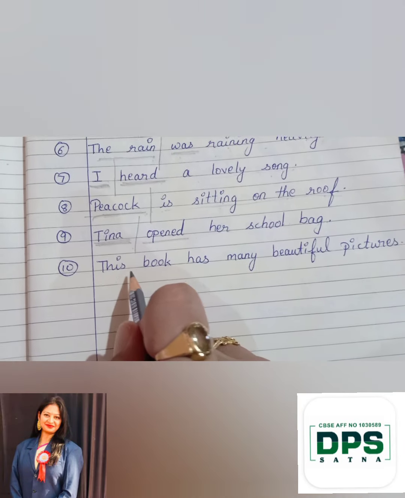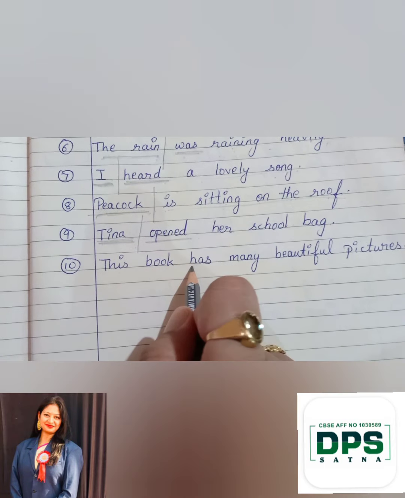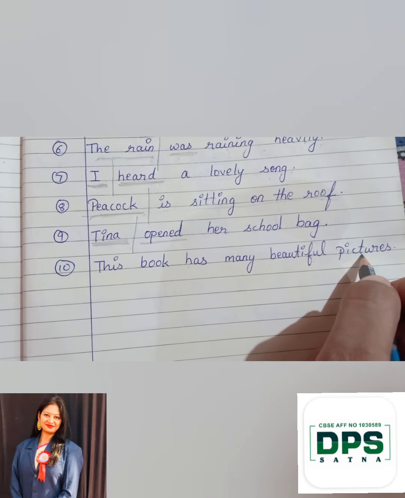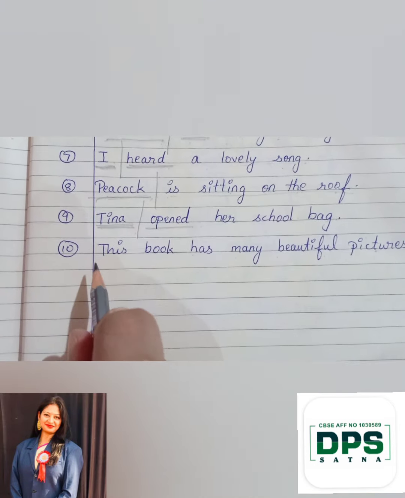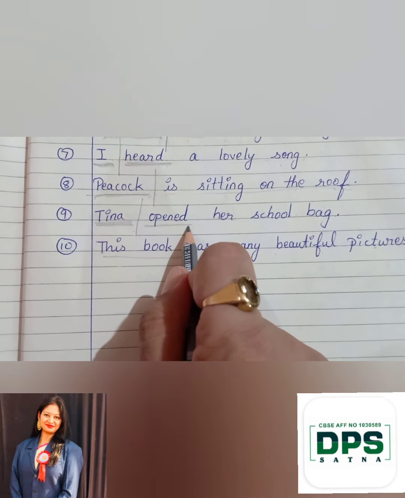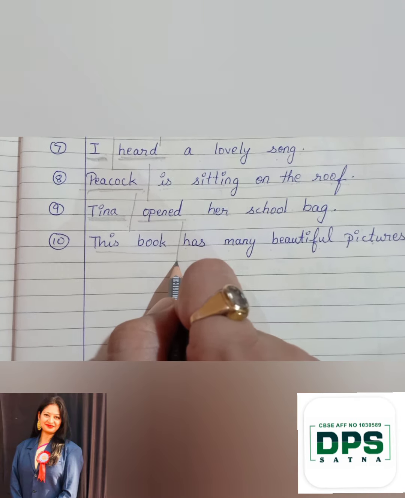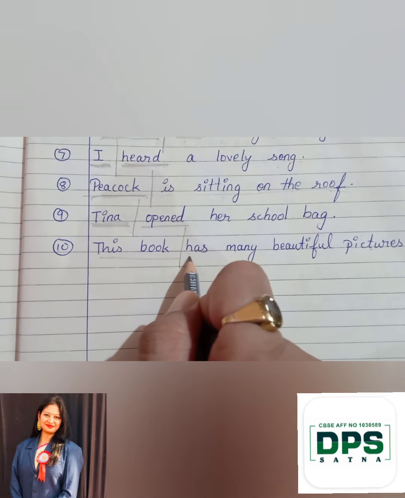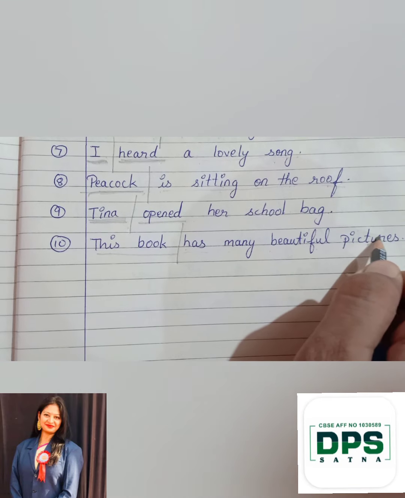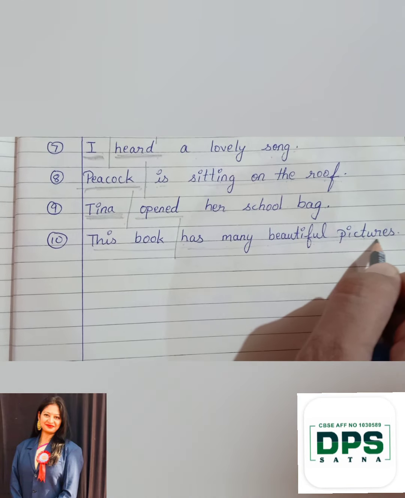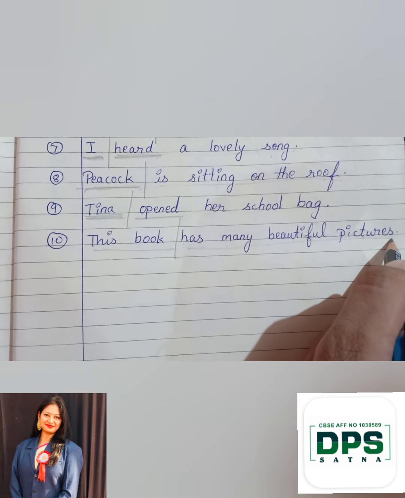In next statement, this book has many beautiful pictures. Now in this sentence, this book is your subject. We are talking about book. And what book has? It has many beautiful pictures. So has many beautiful pictures is your predicate.